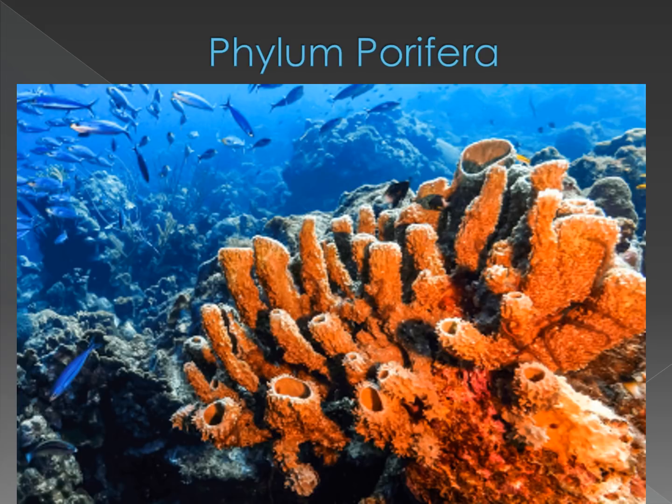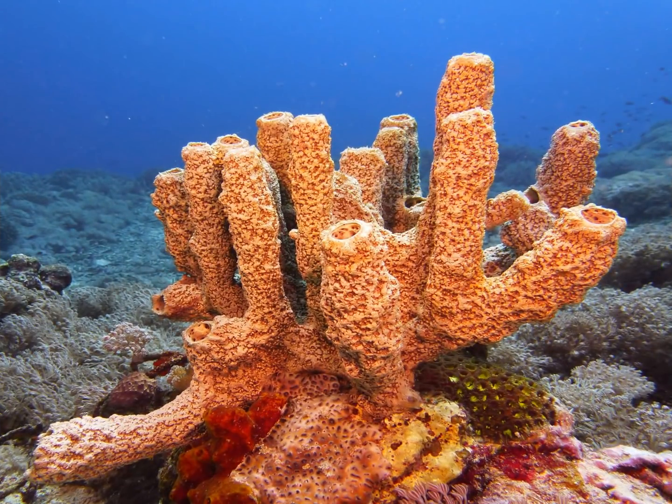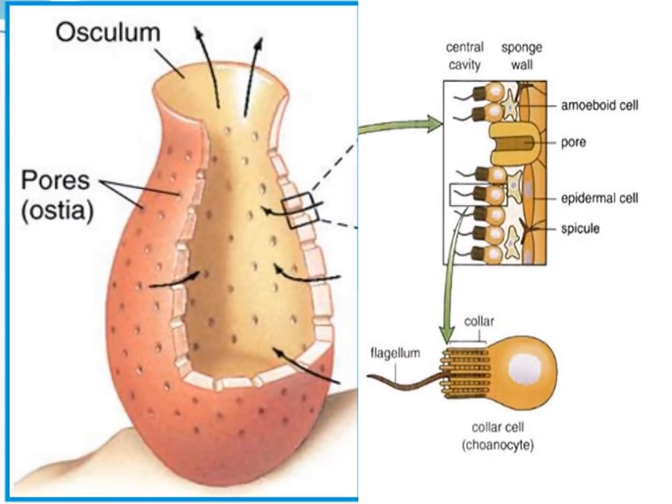The word Porifera originated from Latin, where pori means pore or any opening and fera means bearing. So these are the animals which have the simplest body plan and they contain pores in them. They are commonly called sponges. They have two pores. First is ostia and the second is oscula. So there is a difference between both of them.